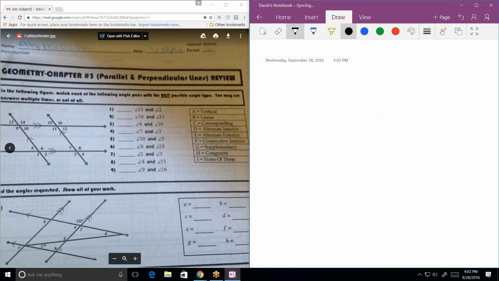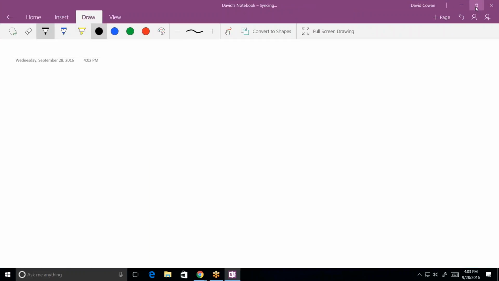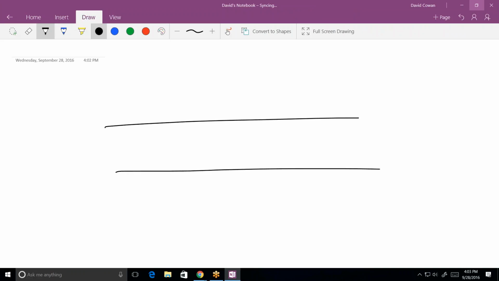How about 6 and 10? Corresponding? No. Consecutive interior. Well, let's talk about this for a second. They make this subject a lot harder than they need to. If I have two parallel lines and a transversal, I create 8 angles, right? 1, 2, 3, 4, 5, 6, 7, 8.